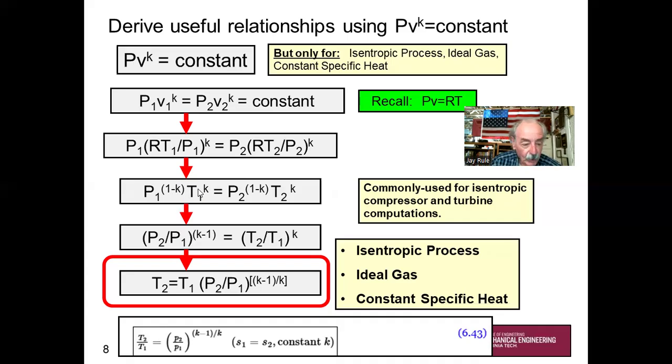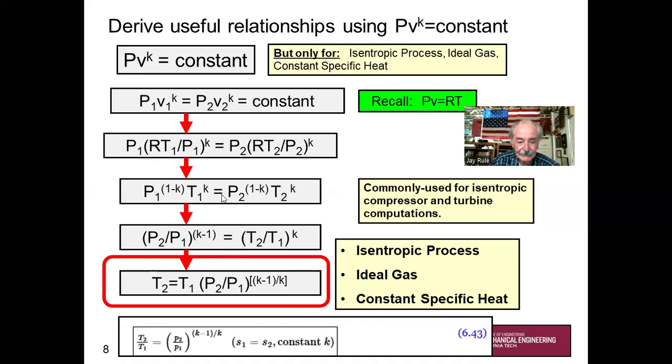Where were we? We're at this step. The next thing I'm going to do is collect terms. On the left-hand side, I've got P1 to the 1 minus K, and on the right, P2 to the 1 minus K. I want to divide both sides by P2 to the 1 minus K, and then flip P2 and P1. So instead of 1 minus K, I get K minus 1. Left-hand side, P2 over P1 to the K minus 1. Everybody got that? That's algebra.